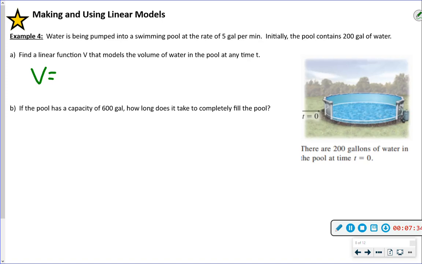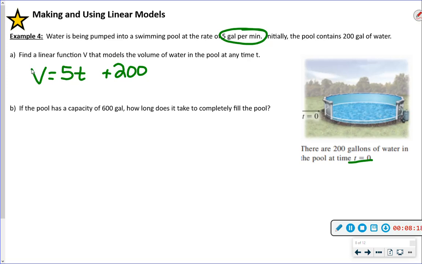Now, the key is we got to read this and figure out what is our rate of change. How much is the pool filling over an amount of time? So it's going up by 5 gallons for every 1 minute. So there's my slope, aka my rate of change. And they want me to use the variable t, time. Now we need the y-intercept. Maybe look at the little picture over there. Y-intercept, your starting amount. When time is 0, there's 200 gallons in the pool. They started with 200. So that is your y-intercept.